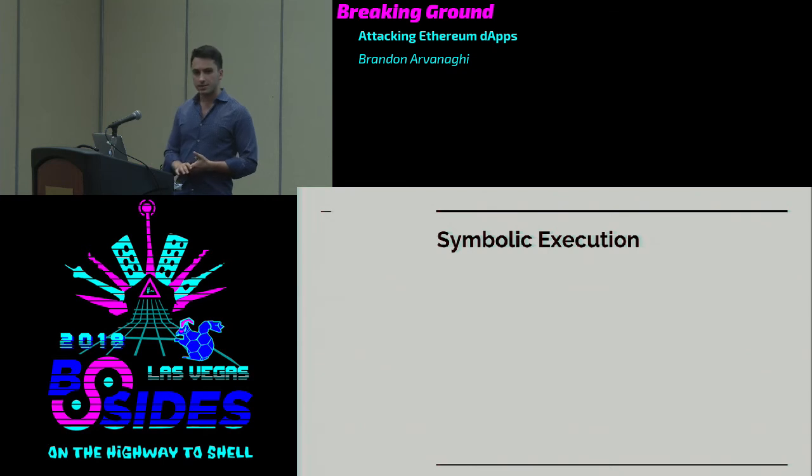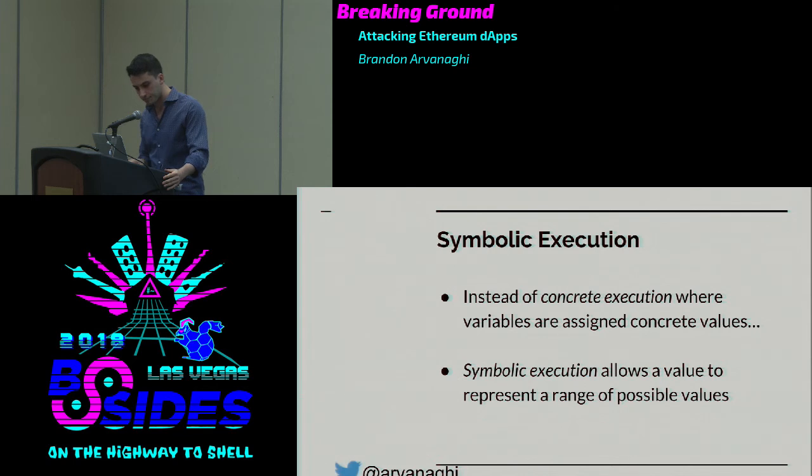Symbolic execution is a really powerful tool to use towards auditing smart contracts. I'm going to go over a brief example of what it is and some tools out there that employ it. Instead of concrete execution where variables are given concrete values like 4 or 5 or 6, symbolic execution allows you to parse through a program and provide a symbolic value. So it's not tied to one value, but basically a range of values that are possible.